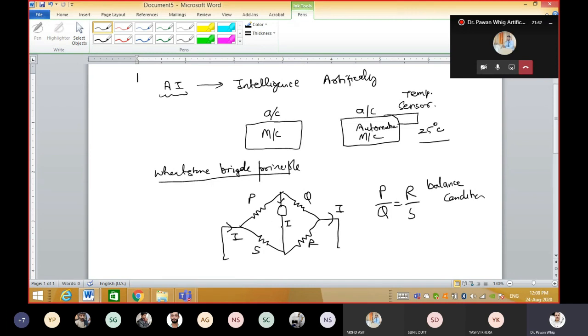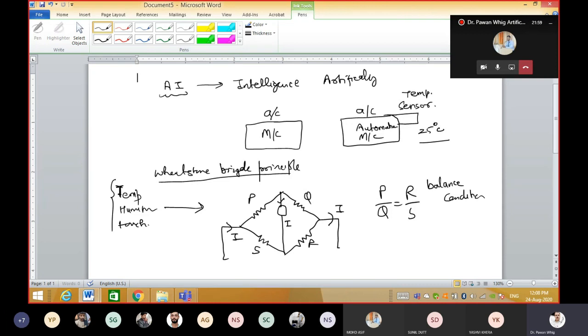In all the sensors, if we are talking about a temperature sensor, humidity sensor, touch sensor, any sensor, they are all based on this principle.